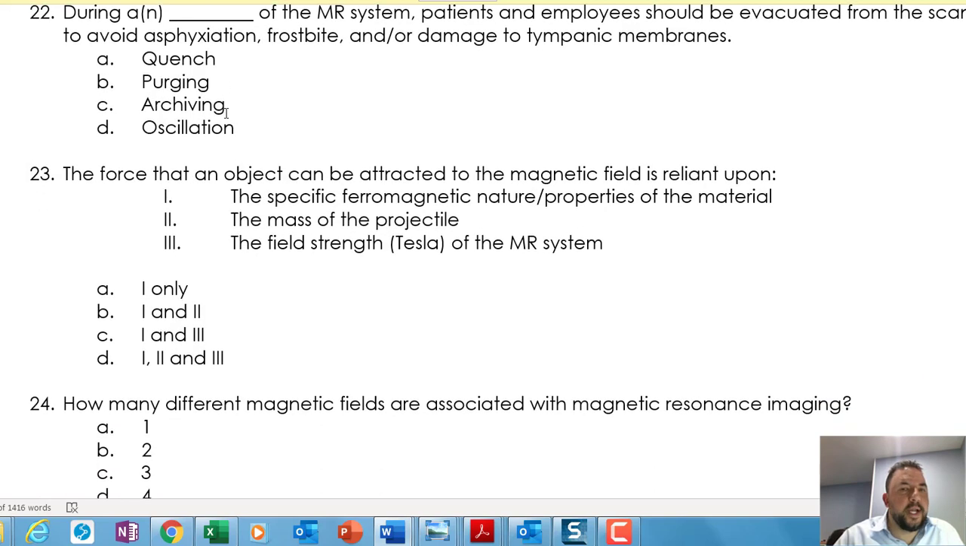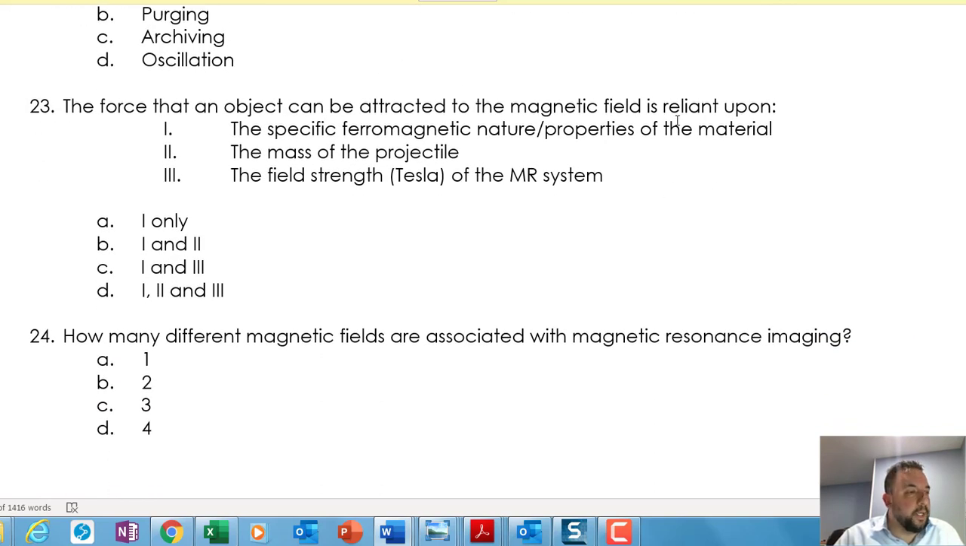The force that an object can be attracted to the magnetic field is reliant upon 3 main components: how ferrous the nature or properties of the material, how much stainless steel or iron; the mass of the projectile, how big it is. A paper clip is not going to fly as hard and powerful as that wheelchair that's not an MR wheelchair. And the field strength in Tesla of the MR system. A 1.5 Tesla magnet will pull an object, but not nearly with the strength and propensity as a 3 Tesla system. So a stronger field strength, stronger pull to these ferrous objects.